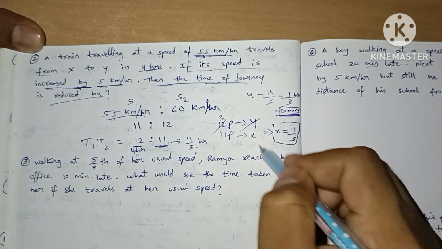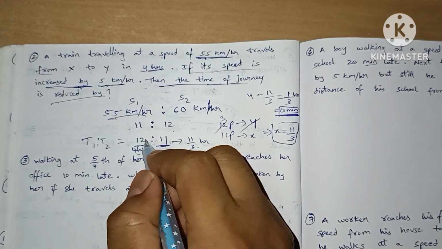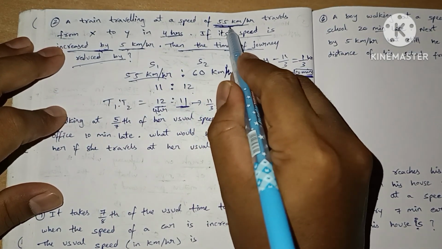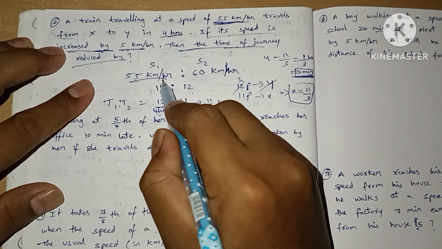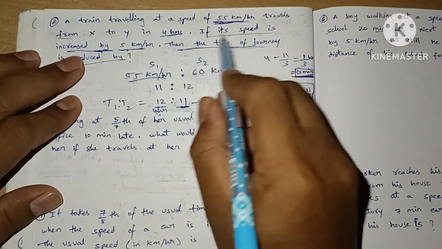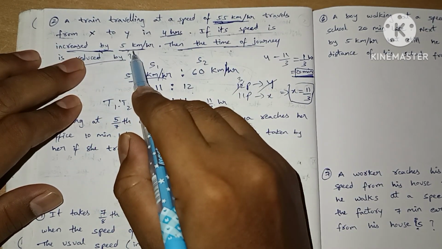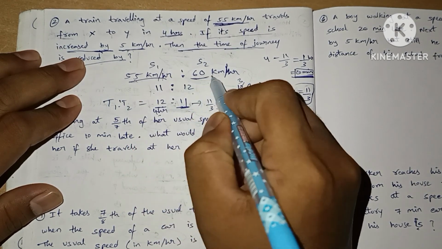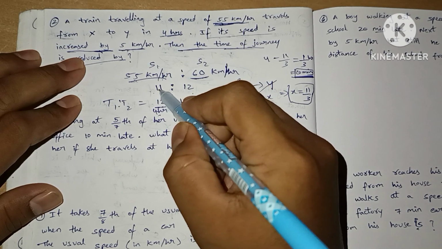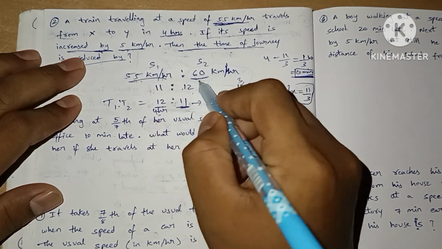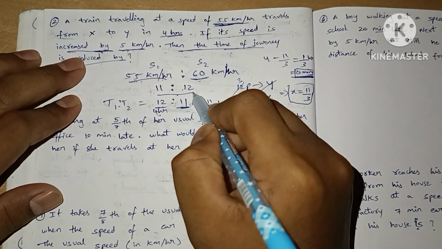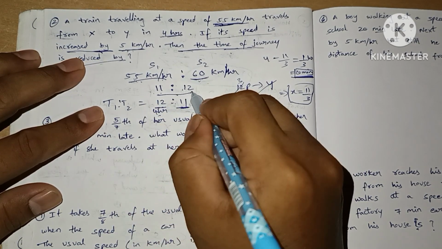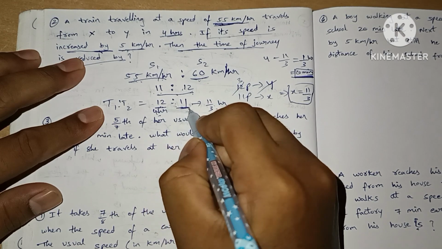This is the answer. Once again I am going to explain it. Let's see one more time. Here, initially the speed is 55 kilometers per hour, and the second time the speed is increased by 5 kilometers per hour. Initially 55, now plus 5 we get 60 kilometers per hour. So the speed ratio is 11 is to 12. If it is 11 is to 12, the time ratio is inversely proportional to the speed ratio, so we get 12 is to 11.